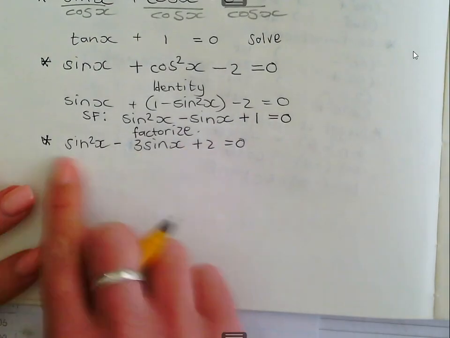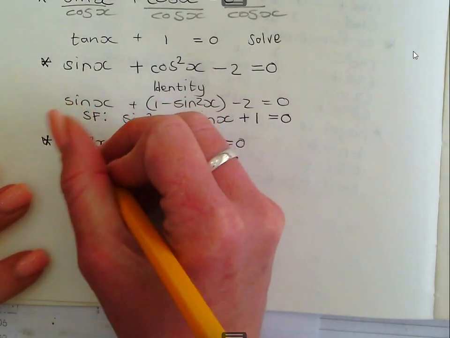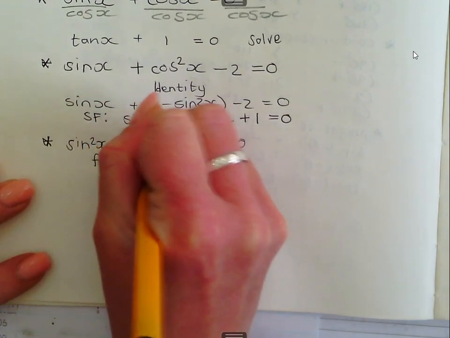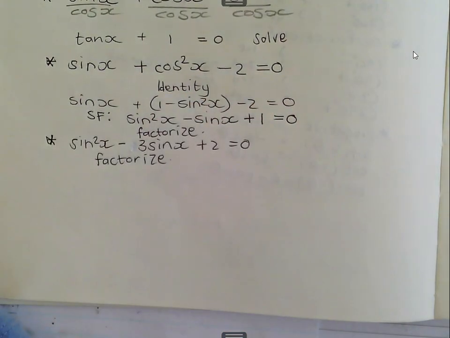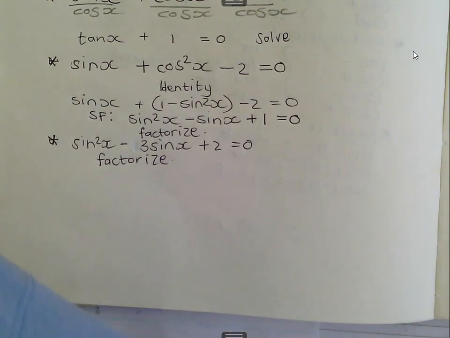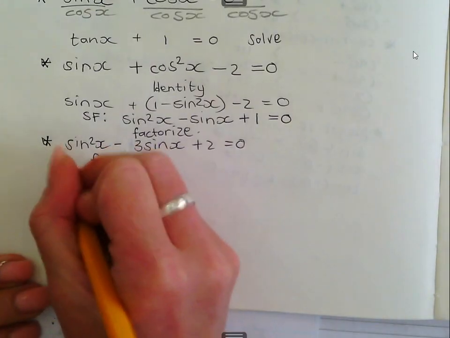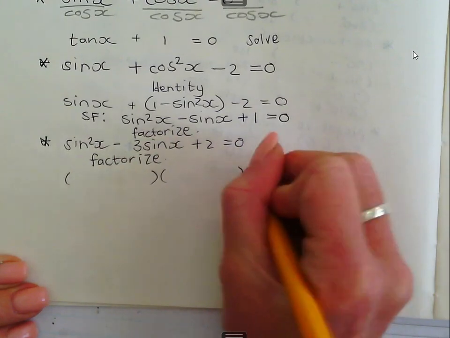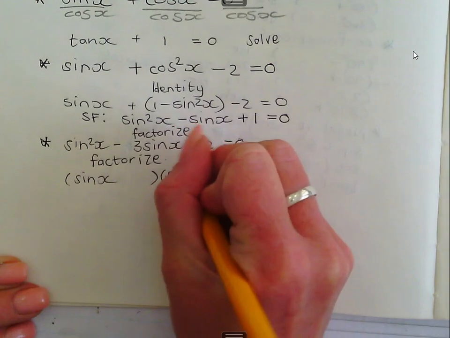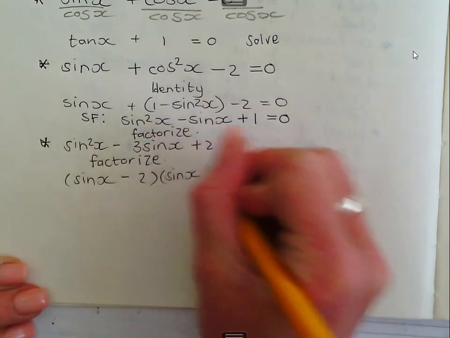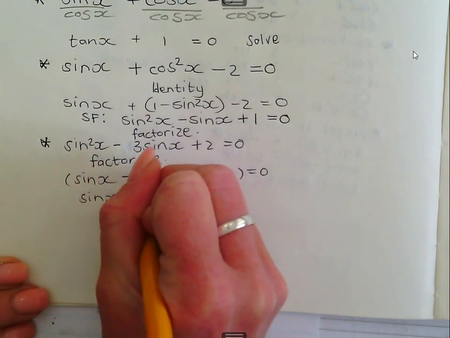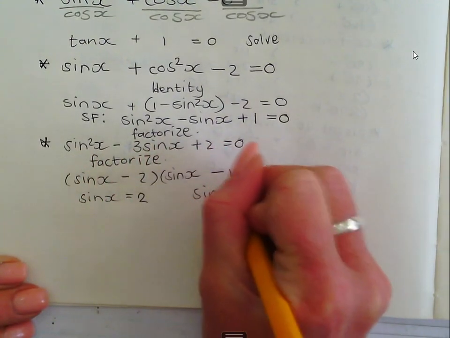If it looks like this, it is a quadratic trinomial. But you must just know that you can factorize. There are different ways to factorize. It's either take out something in common, or the difference of two squares, or quadratic trinomial. So this one, you're going to factorize. You can use the K method. It's going to be sin x minus 2 and sin x minus 1, and then your one answer is going to be sin x equal to 2, and then sin x equal to 1.